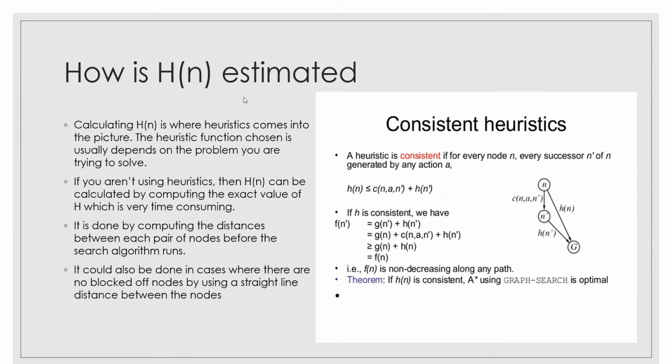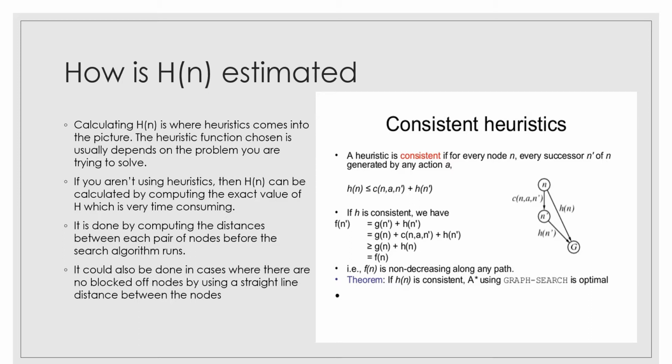And as I said, calculating h(n) is where heuristics come into the picture. You usually use a different heuristic for the type of problem that you're working on. If you aren't using heuristics, then h(n) can be calculated by just taking the exact value of h, which, like I said previously, if you want the exact perfect answer every time, you would calculate all possible h's beforehand. So the heuristic is kind of estimating what it thinks the cost will be. It's not always going to be exactly what h is, but that's a trade-off to make it run quicker.